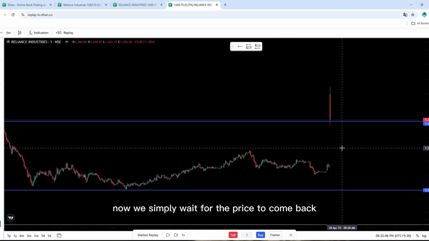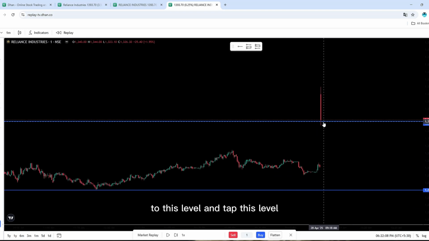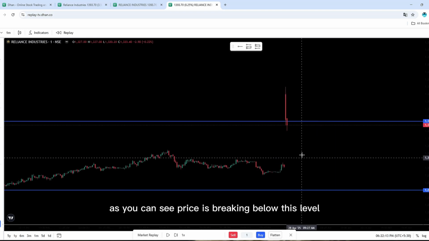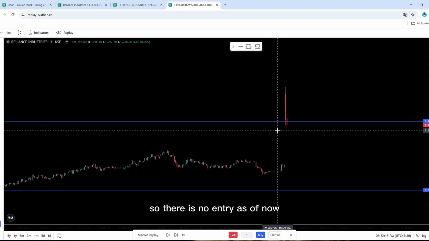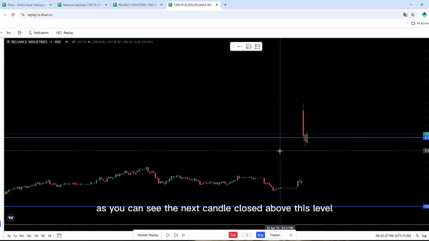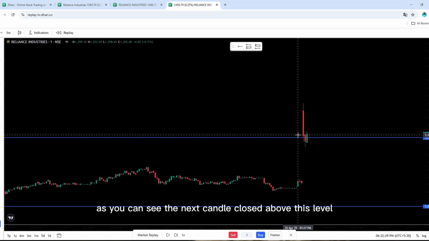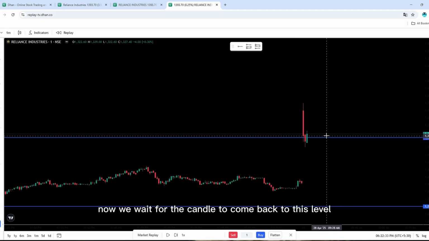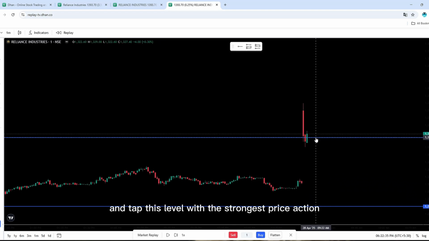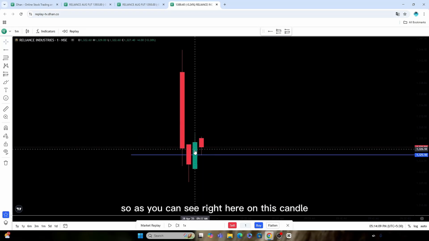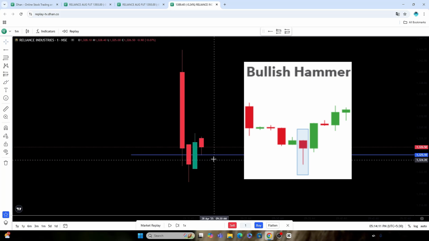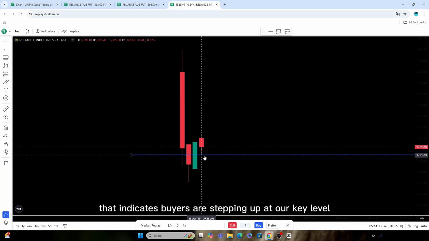Now we simply wait for the price to come back to this level and tap this level. As you can see, price is breaking below this level, so there is no entry as of now. As you can see, the next candle closed above this level, so now we wait for the candle to come back to this level and tap this level with the strongest price action. So as you can see right here on this candle, which is a hammer stick candle, that indicates buyers are stepping up at our key level.